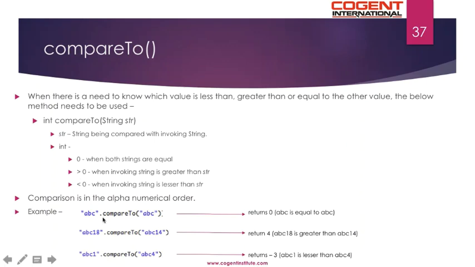In this example, string ABC is compared to string ABC. This will return a 0 because ABC is equal to ABC. Next, ABC18 is compared to ABC14. This results in 4 because ABC18 is greater than ABC14. Next, ABC1 is compared to ABC4. This results in -3 because ABC1 is lesser than ABC4.